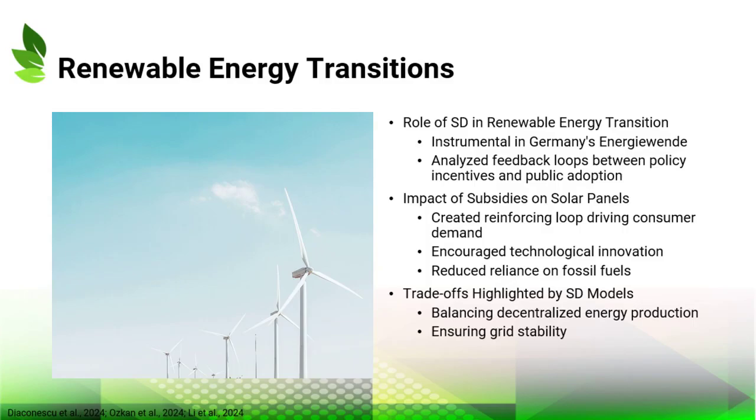System dynamics models have played a key role in Germany's energy transition by analyzing feedback loops between policy incentives and public adoption of solar and wind technologies. Subsidies for solar panels created a reinforcing loop, driving consumer demand and technological innovation while reducing reliance on fossil fuels. These models also highlight trade-offs, such as balancing decentralized energy production with grid stability.